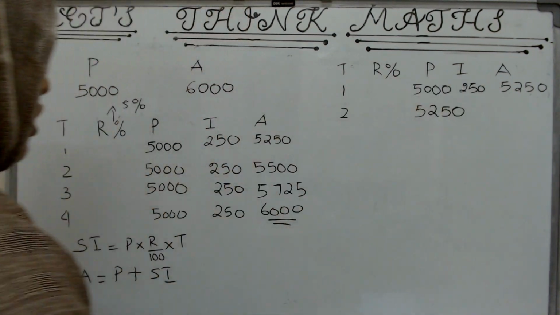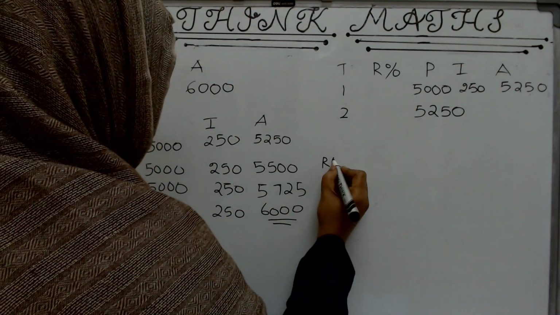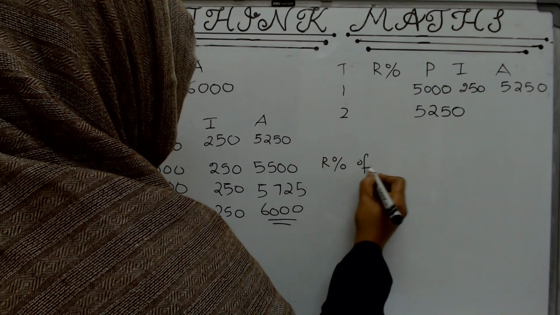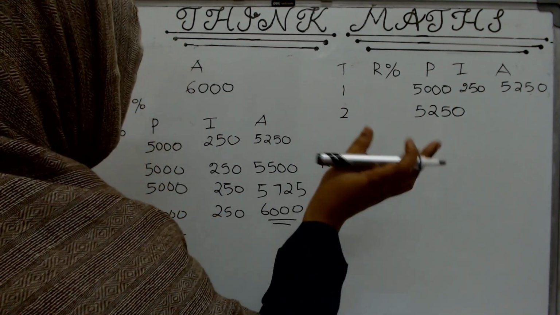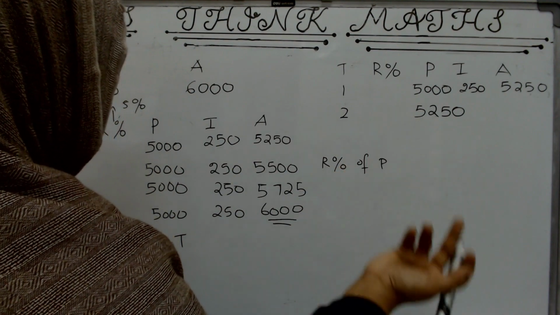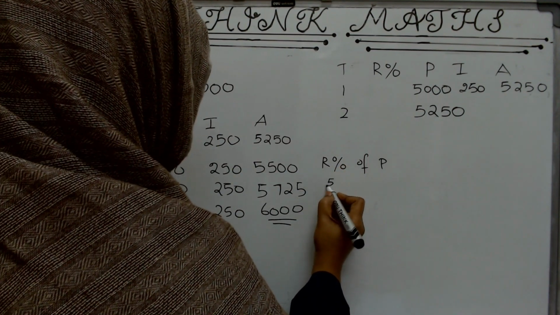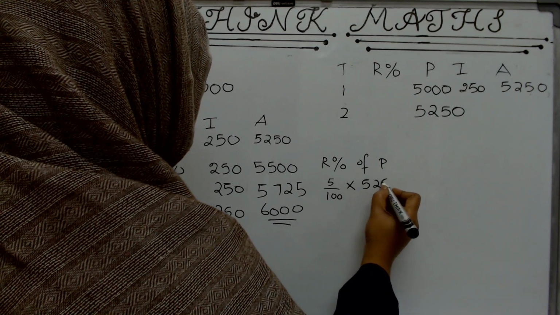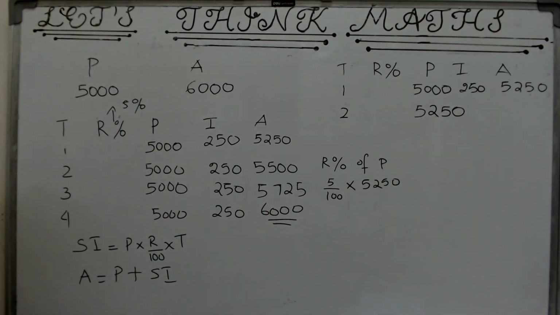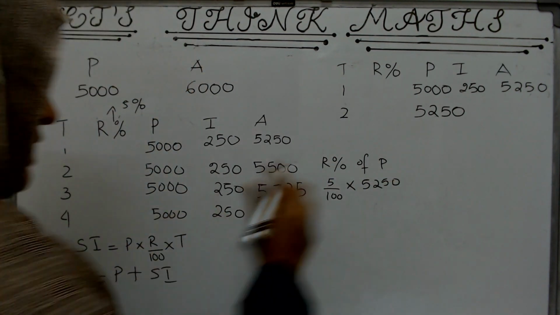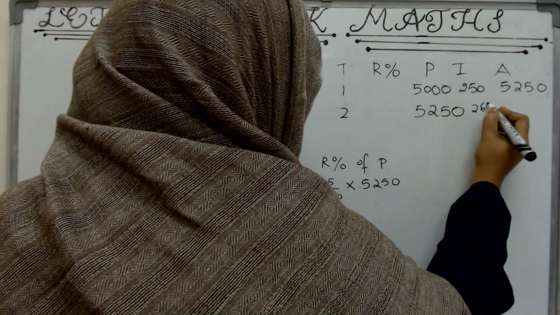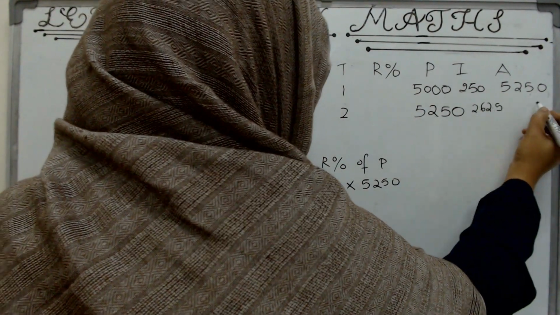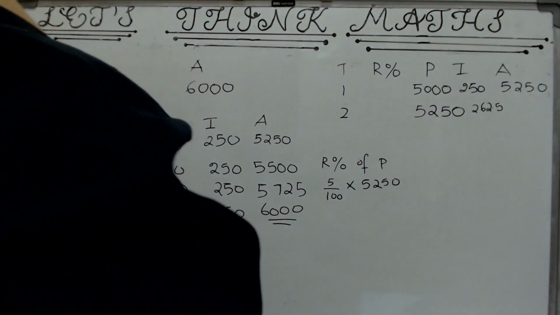So what is the new interest? Interest is R percentage of P. You see that sentence in English translated to maths. What do you get? 5 by 100 into 5250, and that answer would be 262.5, right?